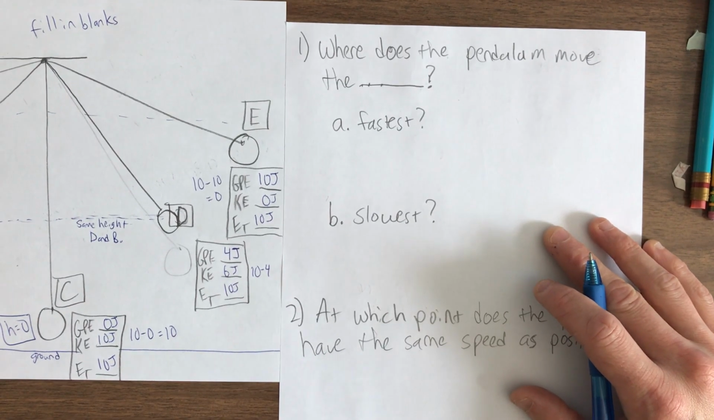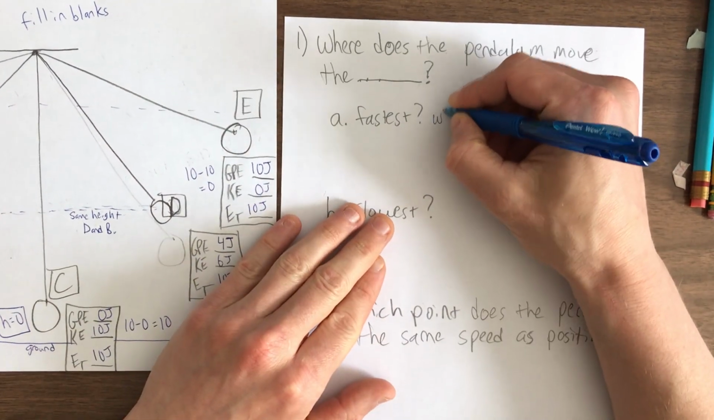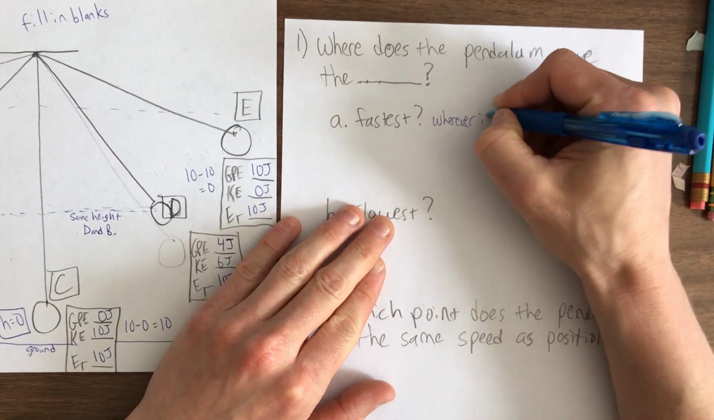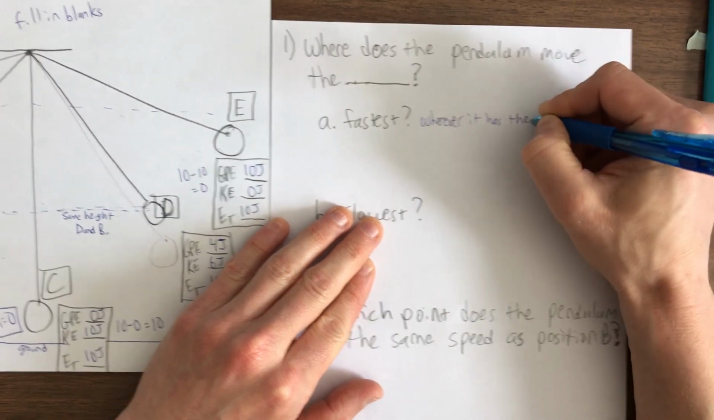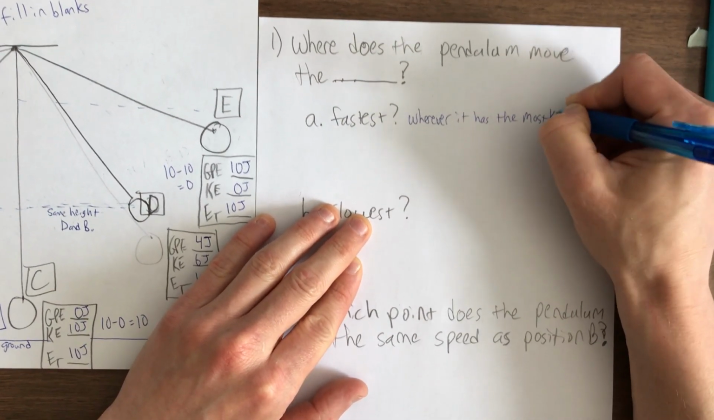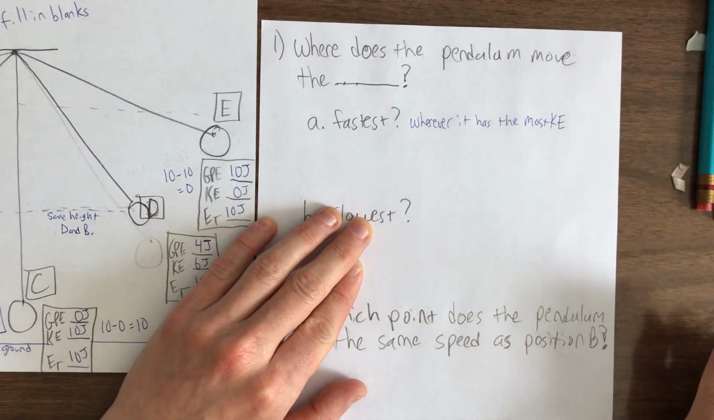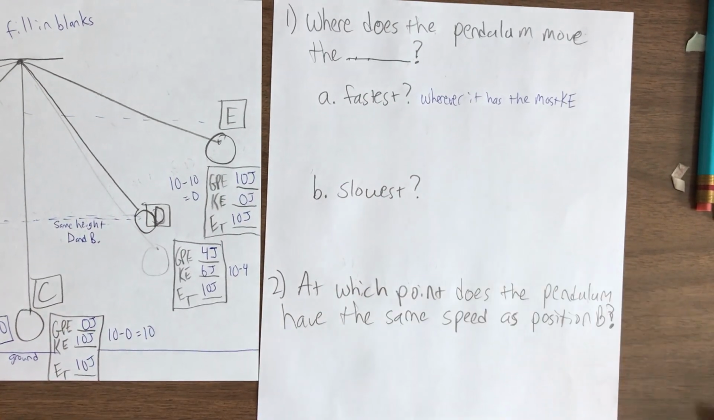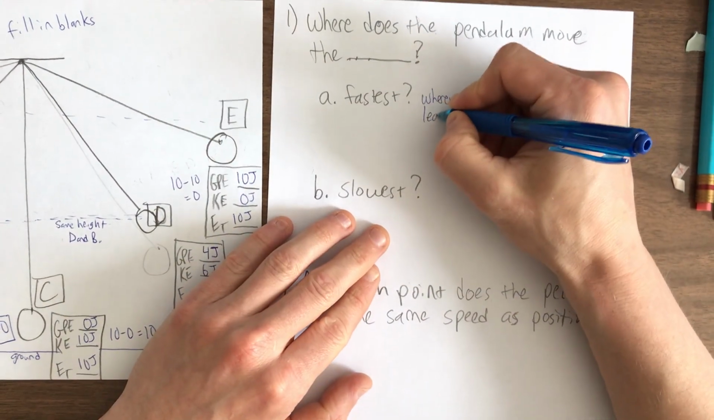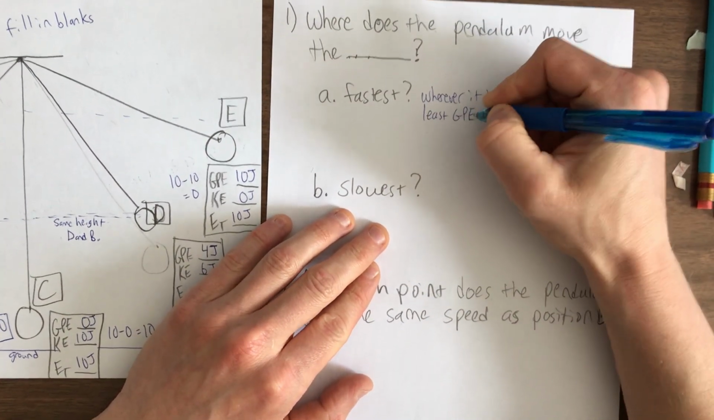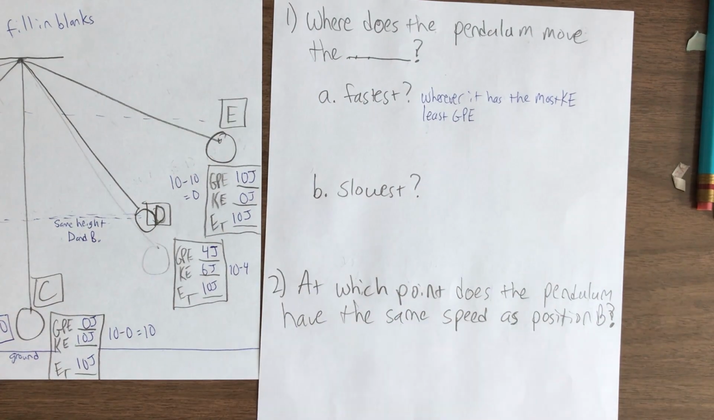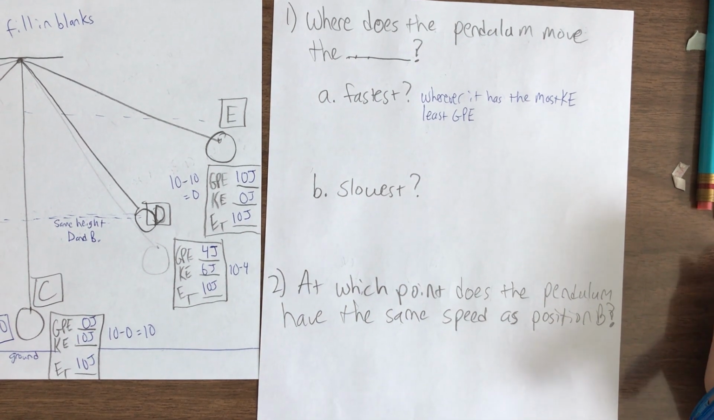And the fastest spot for the pendulum will be wherever it has the most KE. And the spot where it has the most KE is where it has the least GPE, because it lost all the GPE and gave it to KE instead, okay? So wherever it has the most KE, it's going to have the least amount of GPE, and it'll be moving the fastest. What spot has the most KE and also the least GPE?